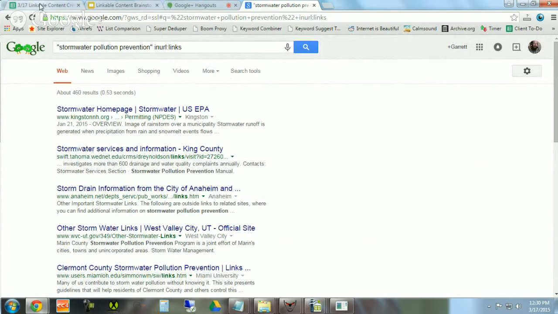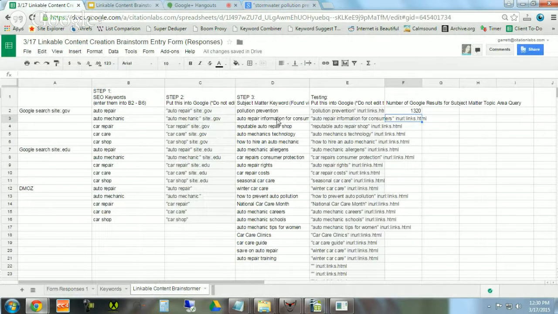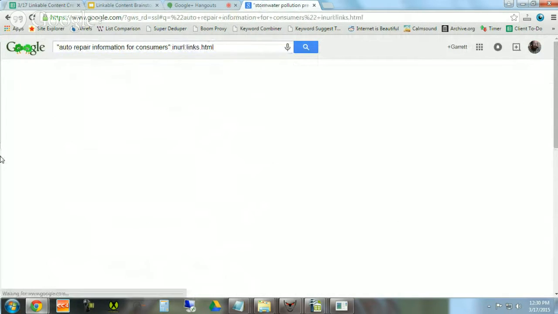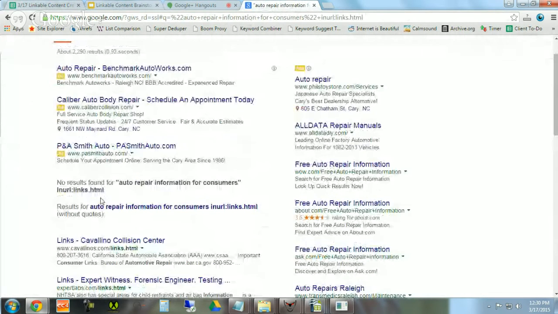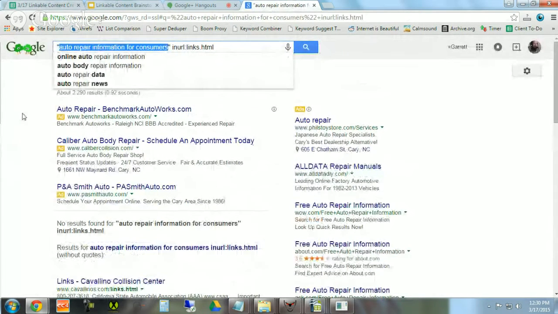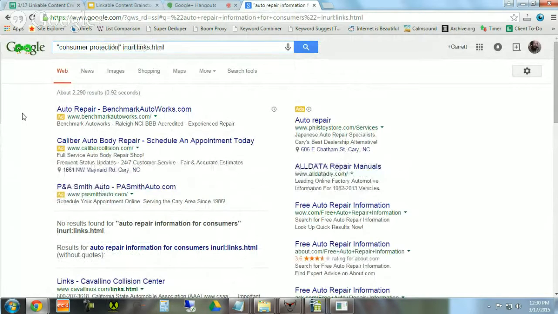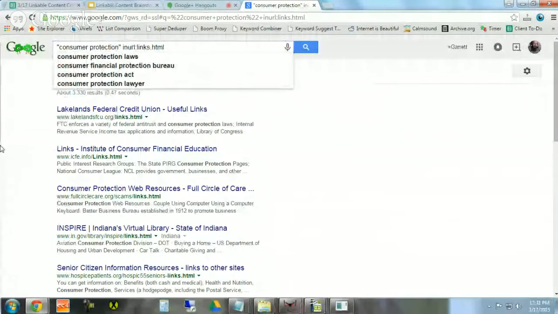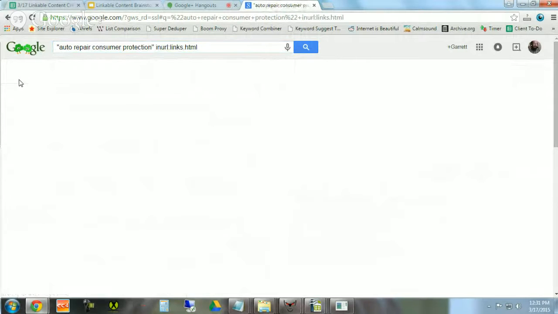Let's go back to our spreadsheet and look at a few more of these. We had pollution prevention. This one we had auto repair information for consumers. So this is so narrow, with quotes around it and in URL links.html. My gut is there's going to be nothing. Yeah, see, we have no results found. So I would back this one out into consumer protection. Now we're up at 3,300 results. Oops, oh yeah, for links.html. So we could even go, I wonder if we had auto repair consumer protection.